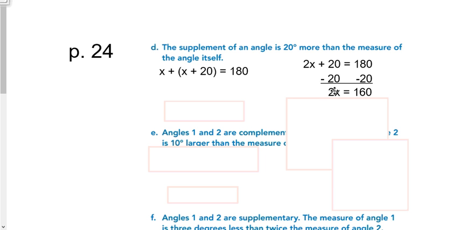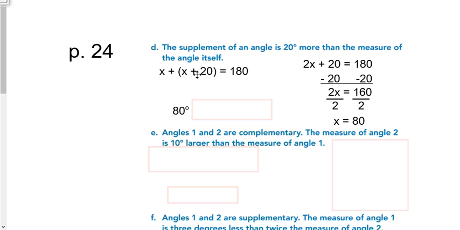So this is 2 times x, and the inverse operation of multiplication is division. So you have to divide by 2 on both sides. If you do that, x is equal to 80 degrees. So that means one of the angles is 80, and the other angle is 80 plus 20, which is 100. To check our work, make sure they add up to 180. It does, right? 80 plus 100 does equal 180.